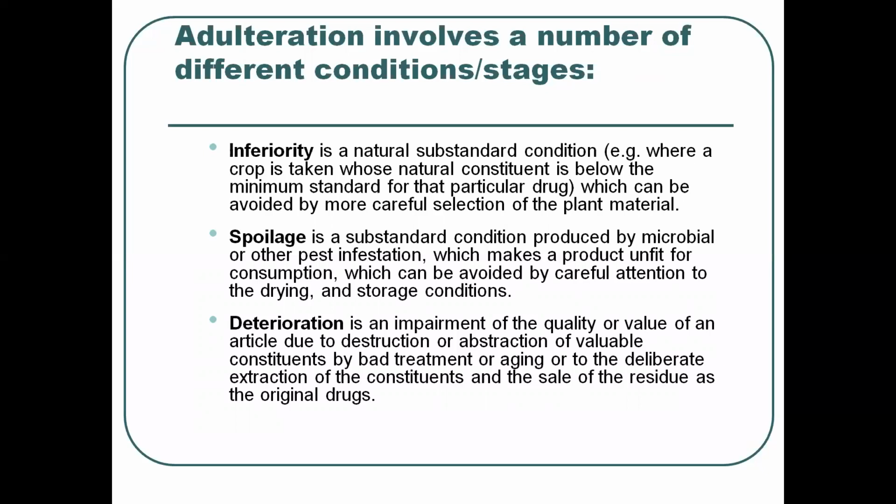Substandard is below the standard drug. It is a natural substandard condition where a crop is taken whose natural constituent is below the minimum standard of the particular drug, which can be avoided by more careful selection of the plant material. Substandard means आपने जो ड्रग चूज की है वो स्टैंडर्ड ड्रग नहीं है, क्योंकि उसके अंदर जो मेन एक्टिव कॉन्स्टिट्यूएंट होने चाहिए वो उस लेवल पे नहीं मिलेंगे, तो आपने उस ड्रग को सब्स्टिट्यूट कर दिया, that is known as substandard, and it comes under the category of inferiority.